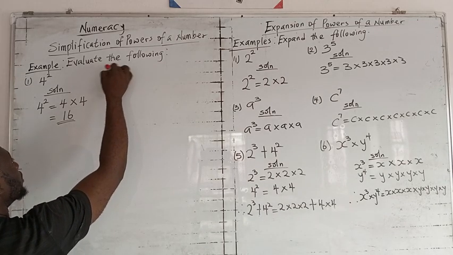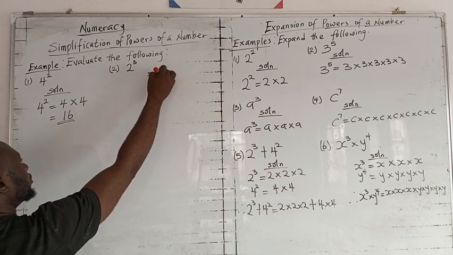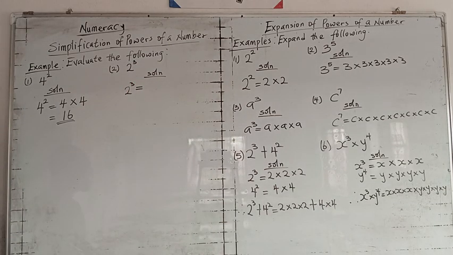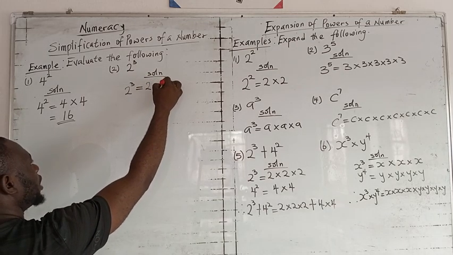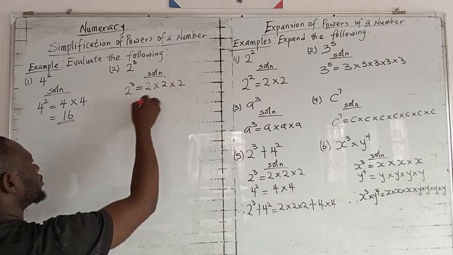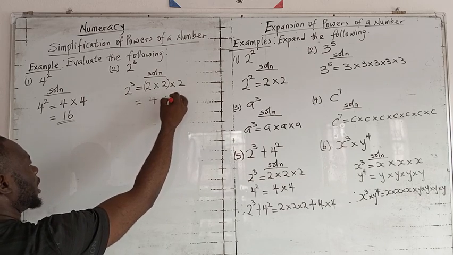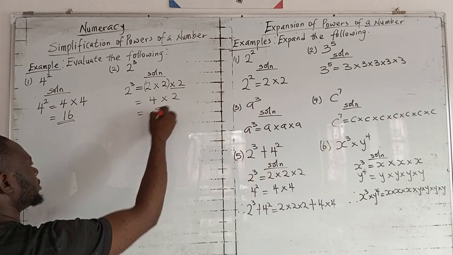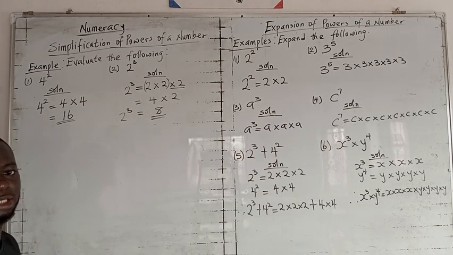Example number 2, let's say 2 raised to power 3. Solution. As usual, the first thing to do here is to expand the number. And for us to expand 2 raised to the power 3, it becomes 2 times 2 times 2. Now we can take these two together and multiply. 2 times 2, 4 times 2. We bring down this. 4 times 2, 8. Meaning that 2 raised to the power of 3 equals 8. Are you seeing it? Alright?